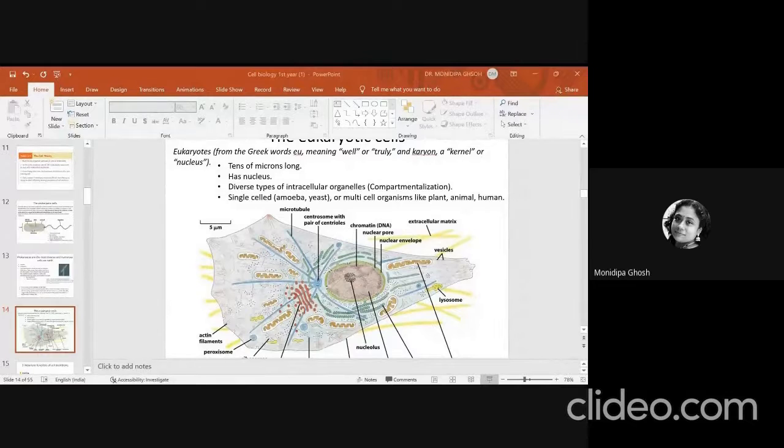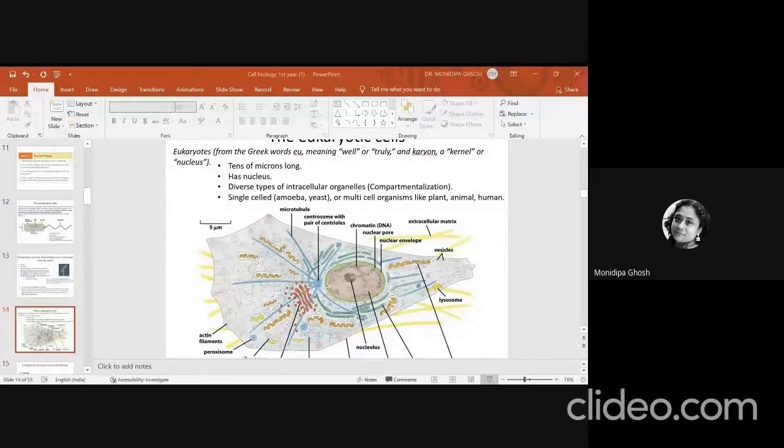Now, if you look closely, this nucleus is encapsulated with a double layered membrane. It is called the nuclear envelope. There are two layers. This green color, can you see the cursor? Yes, ma'am.